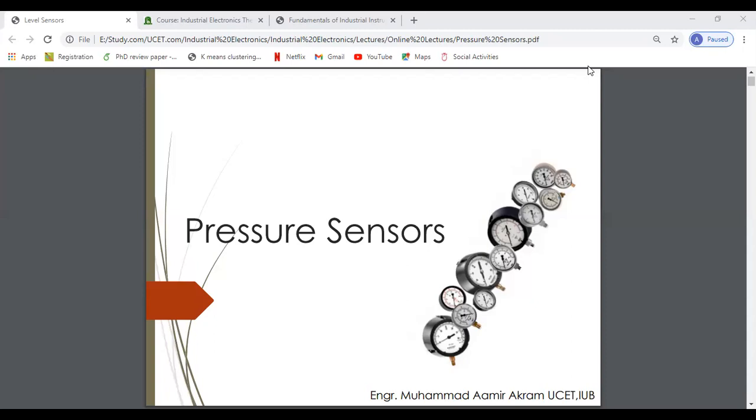Our today's lecture is about pressure sensors. Pressure sensors, the measurement and control of fluid, you can say liquid, air, and gas.